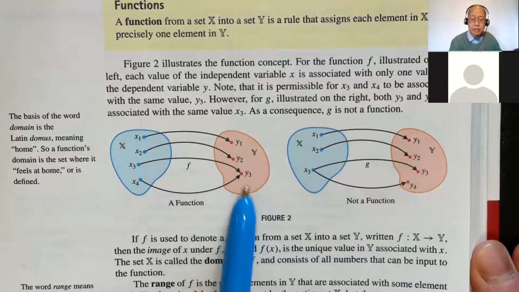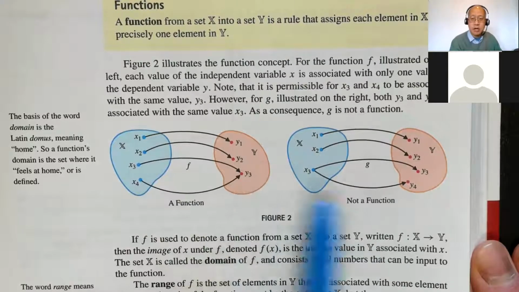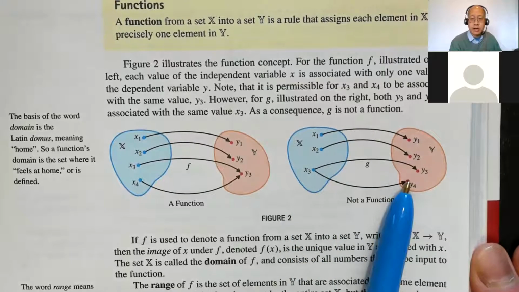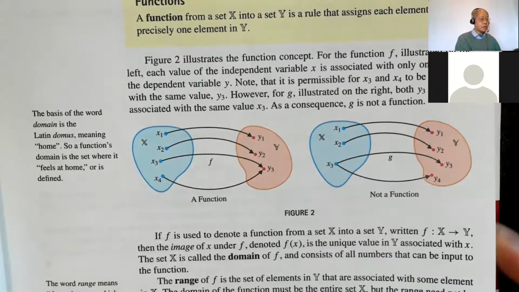So in other words, you're allowed to have a repetition of the y, as you can see here, but you're not allowed to have a repetition of the x. So x3 goes to y3 and also to y4. So that would not be considered a function.